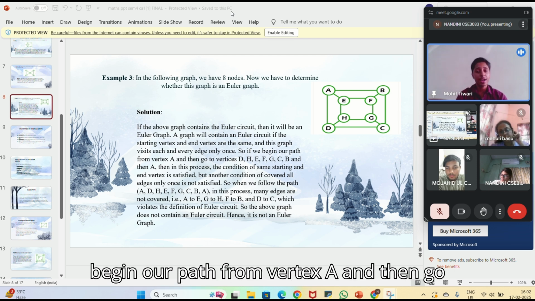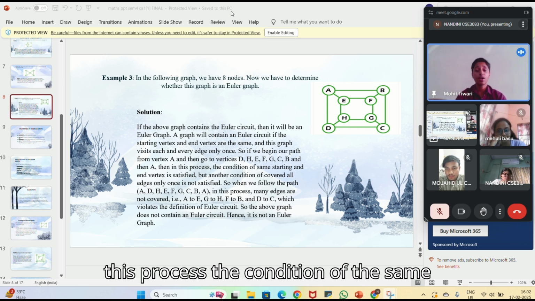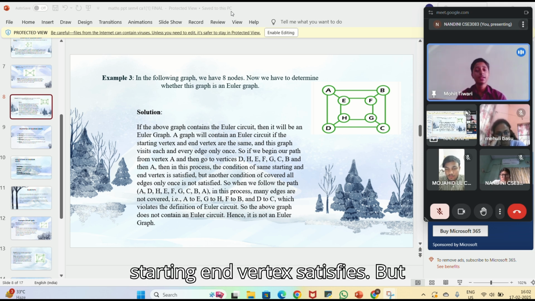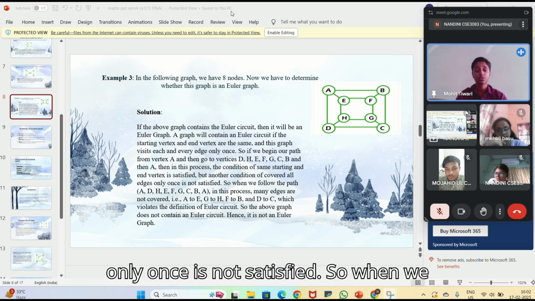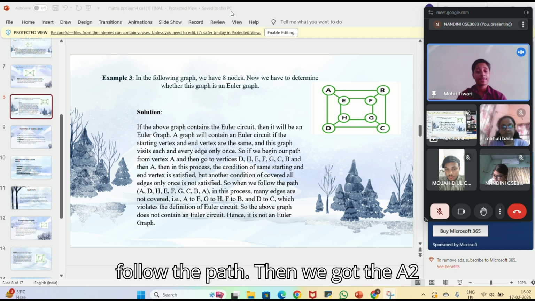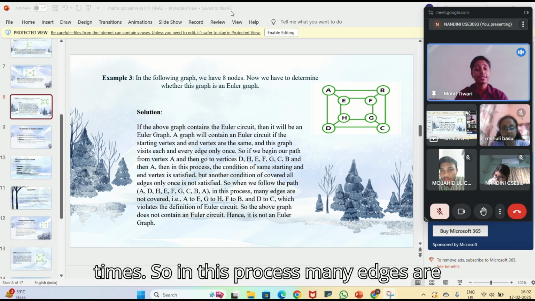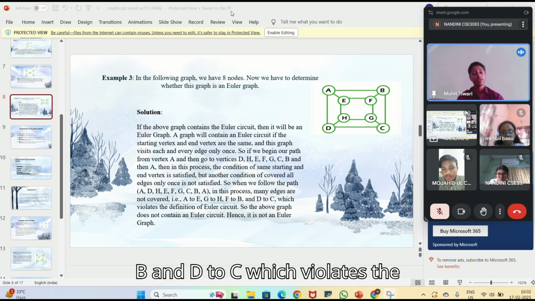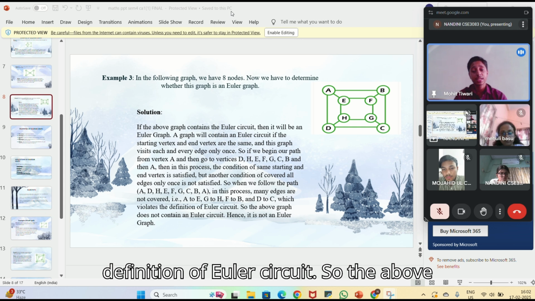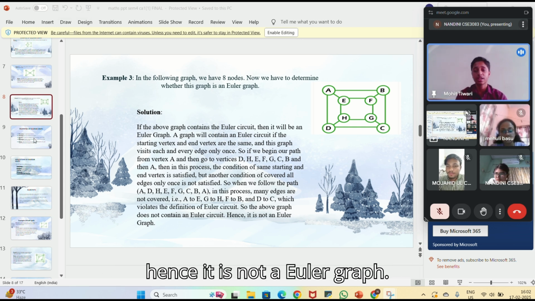So if we begin our path from vertex A and then go to the other vertices and then A, in this process the condition of the same starting and end vertex is satisfied. But the other condition, covering all the edges only once, is not satisfied. When we follow the path, we get A two times. So in this process, many edges are not covered: A to E, G to H, F to B, and D to C, which violates the definition of an Euler circuit. So the above graph does not contain an Euler circuit, hence it is not an Euler graph.